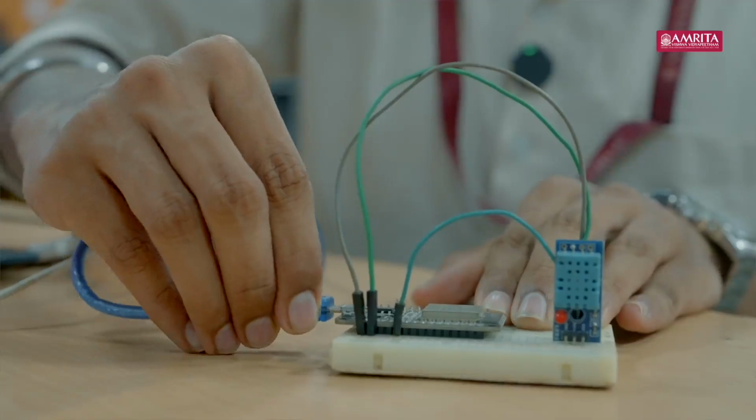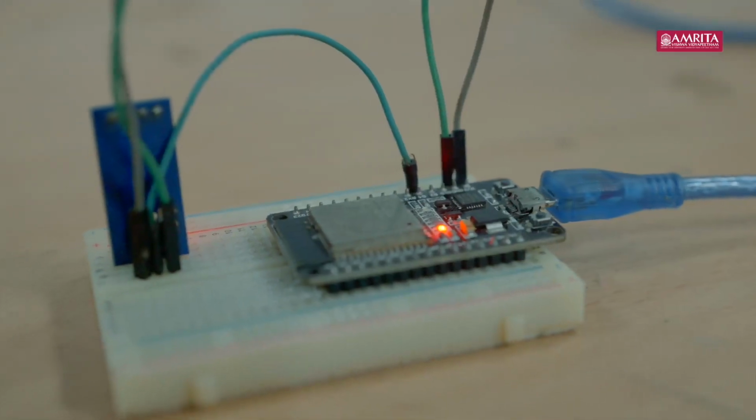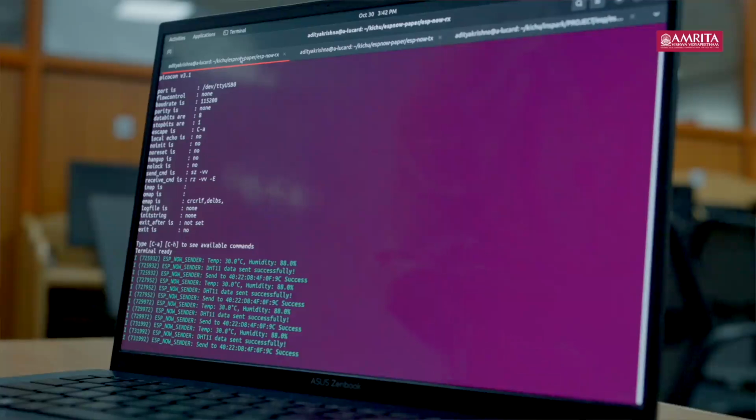With the help of this, we are able to provide a secure and effective communication between two ESP devices where we don't even need an internet connection. So this is about my project.